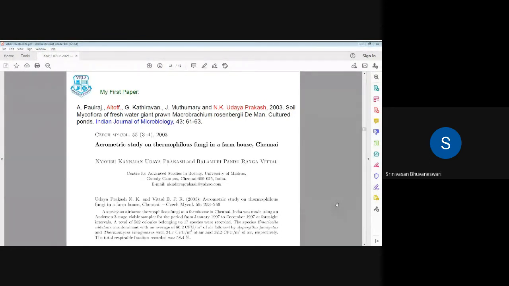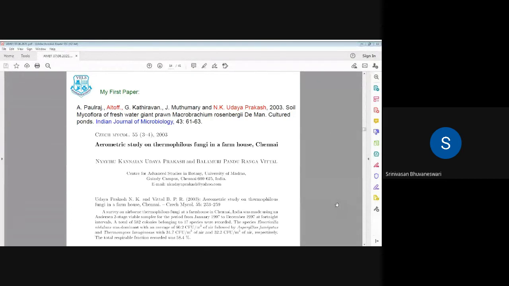Right. So my first paper is with Professor Altaf. My mentor, I can say that he is the man who introduced me into the publication side. The first paper was published in Indian Journal of Microbiology. The second one is in Czechoslovakia Mycology. That is, after the Indian journal, we passed on to the international one. When you are going for the international one, they need some novelty.